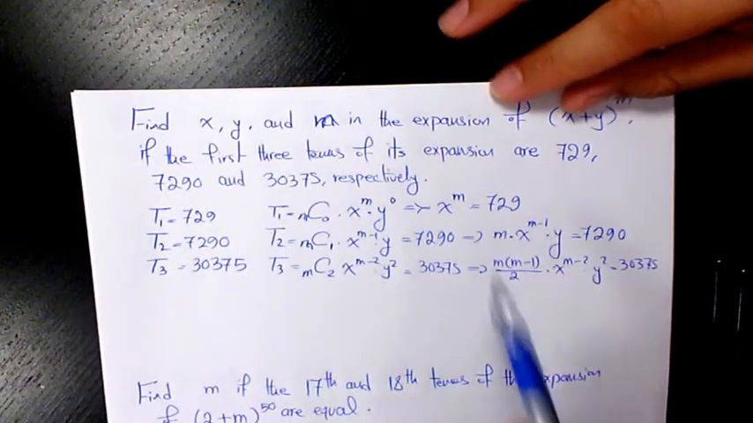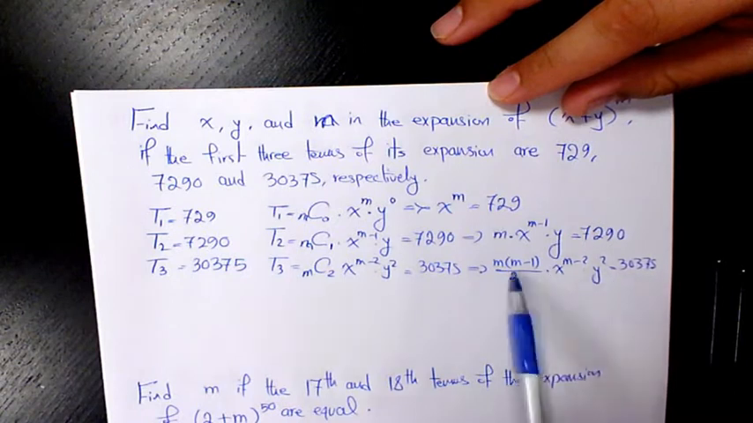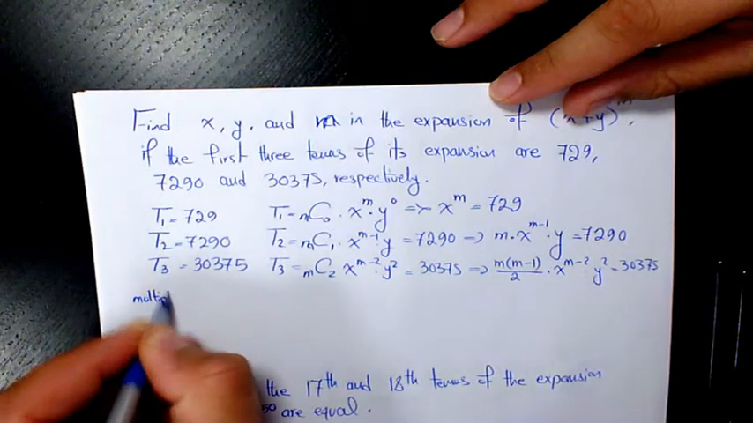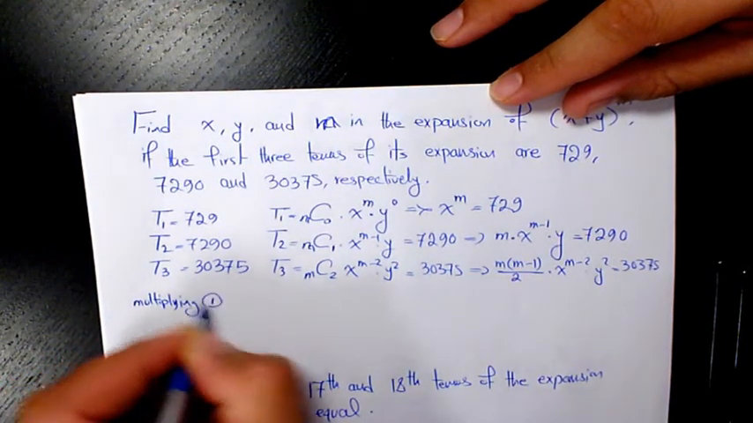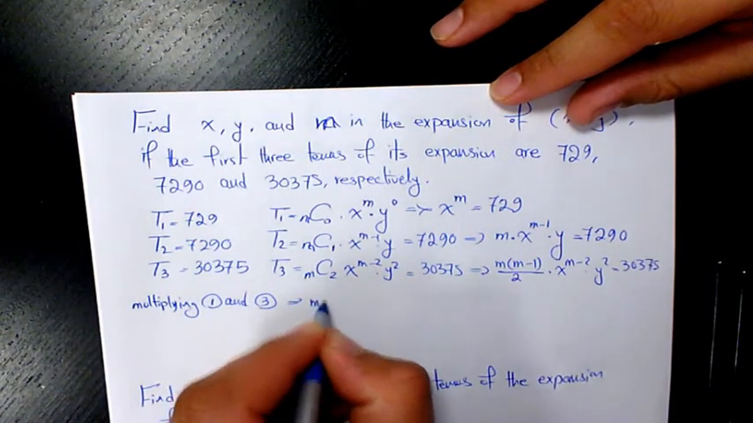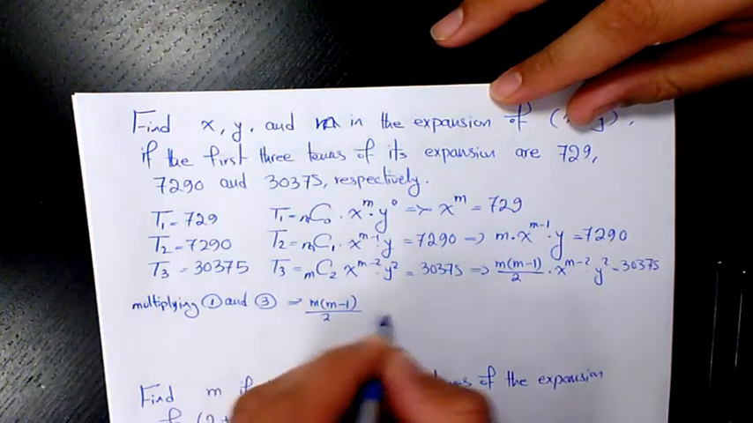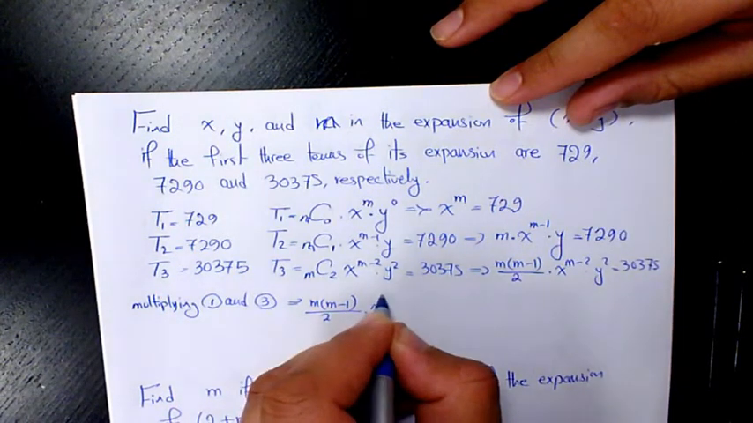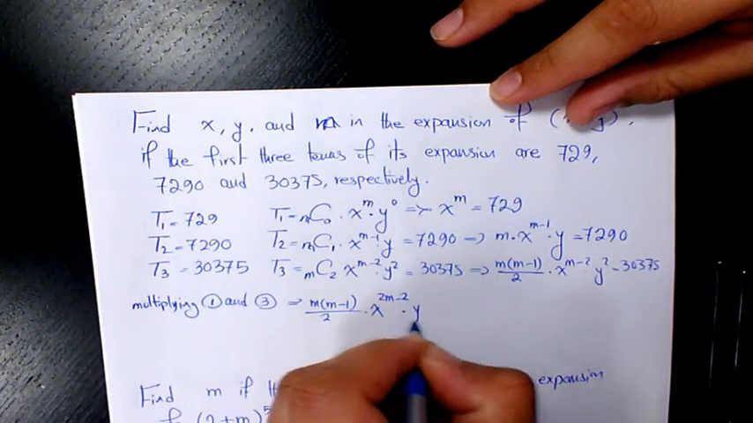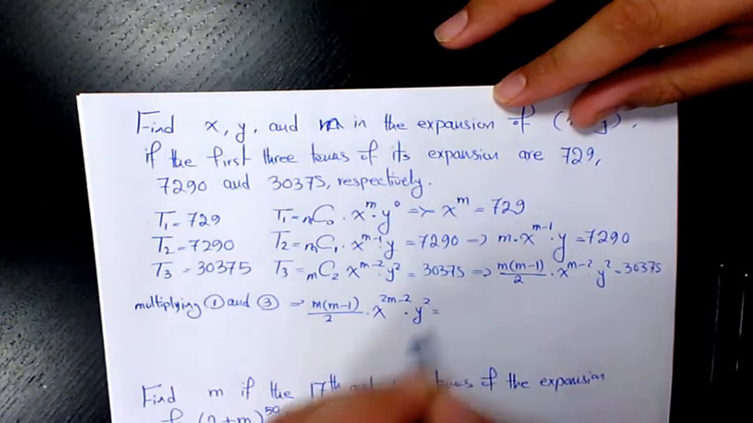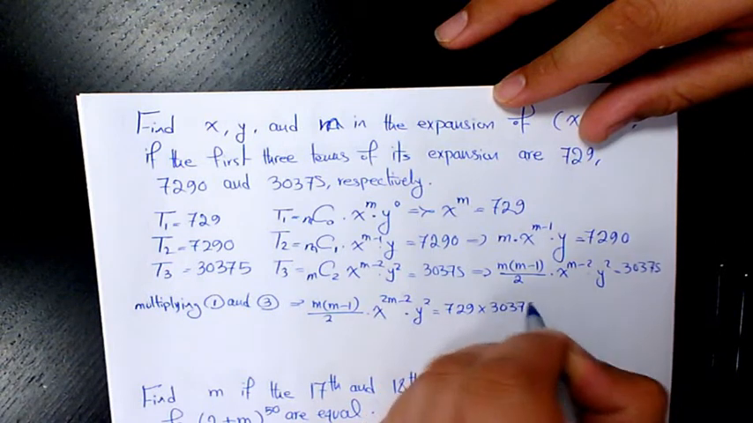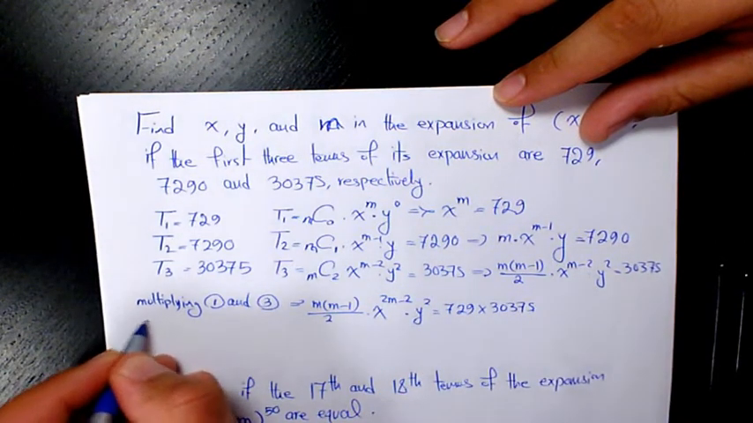Now what I can do, I can multiply the first one and the third one. That's going to be multiplying 1 and 3. Therefore, it's going to be m times (m minus 1) over 2 times x to the power of 2m minus 2 times y to the power of 2 equals 729 times 30375.